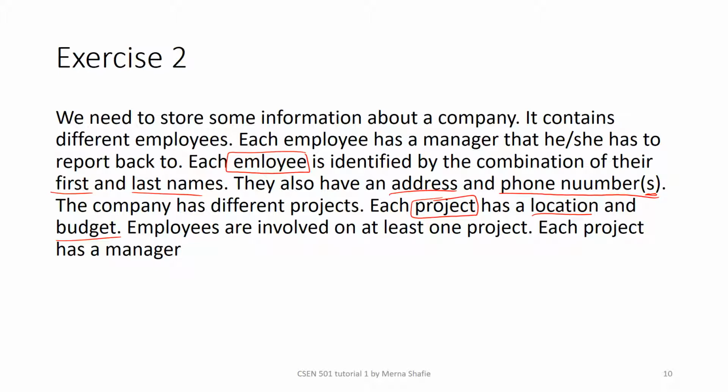Employees are involved on at least one project. Each project has a manager. يبقى involved دي relationship و each project has a manager. This is another relationship. طب هل do I need to differentiate between employees and managers? I don't see any reason for that. لأن الاتنين قدرنا نحطهم together in a having the same type of entities وعندهم شوية relationships مختلفة, but I will show you how to describe these relationships, differentiate between them.